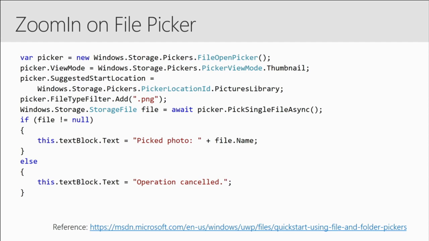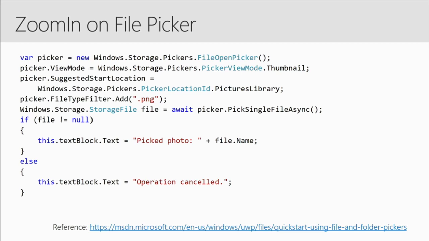Well, what do I mean by that? So let's say I want people to open pictures. You see I set the filter type to only show PNG files. I set view mode to thumbnail. So I want the user to open a picture from my app. Now I say the suggested start location is your pictures library. That's an enum right there. Now, when the user first launches the application, it's going to start in the pictures library.